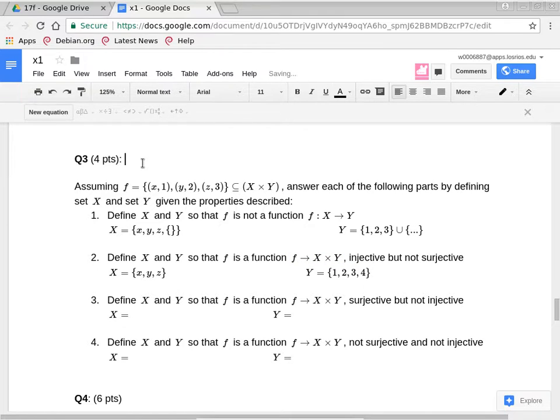I'll make a note here. The notation of f being a function mapping x to y was wrong. So that way, I remember to grade it with that in mind.